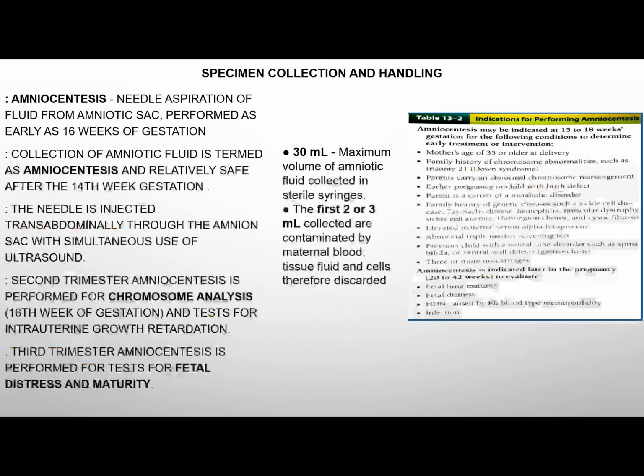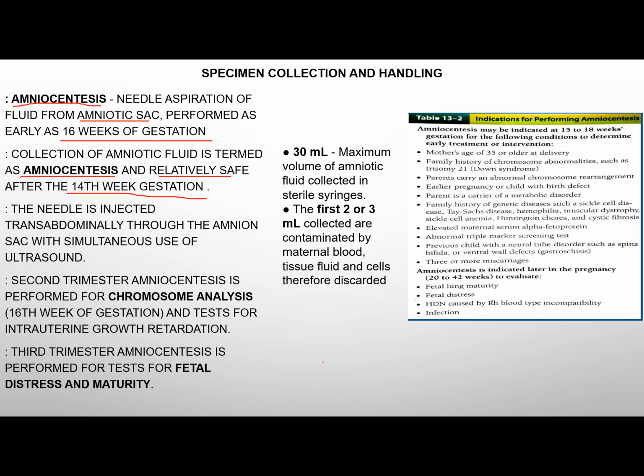Now let's talk about the specimen collection and handling. So the technique or the procedure done in collecting amniotic fluid, class, is what we call amniocentesis. This is needle aspiration of fluid from the amniotic sac, performed as early as 16 weeks of gestation. Collection of amniotic fluid is termed as amniocentesis and relatively safe after the 14th week of gestation.